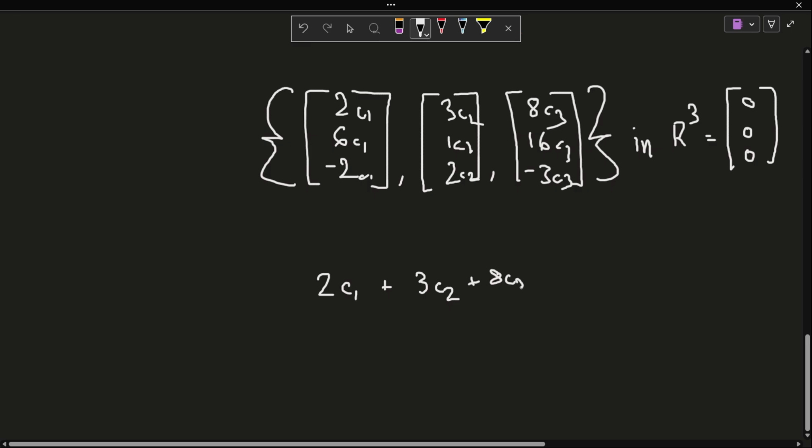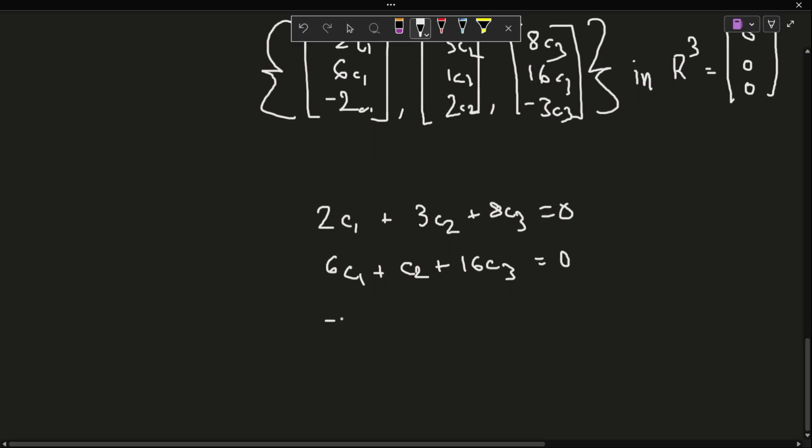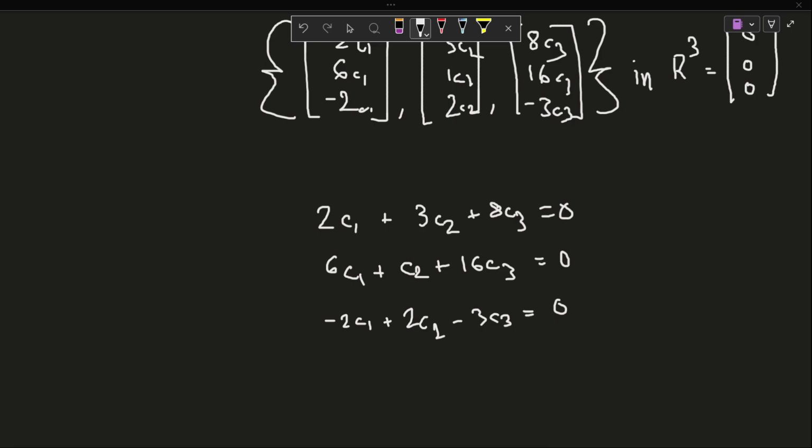So 2c1 plus 3c2 plus 8c3 equals 0, then you're going to get 6c1 plus c2 plus 16c3 equals 0, and then you're going to get minus 2c1 plus 2c2 minus 3c3 equals 0. Once you have that, you can use Gaussian elimination, which we practiced. This is just the same thing: instead of c1, c2, c3, we would normally use x, y, and z, but here we're just doing c1, c2, c3. So it's the same thing.